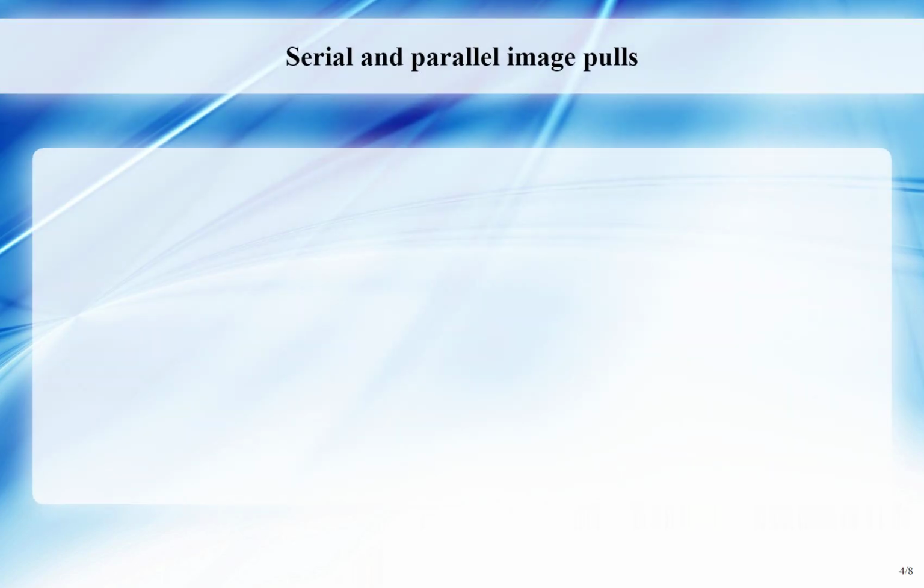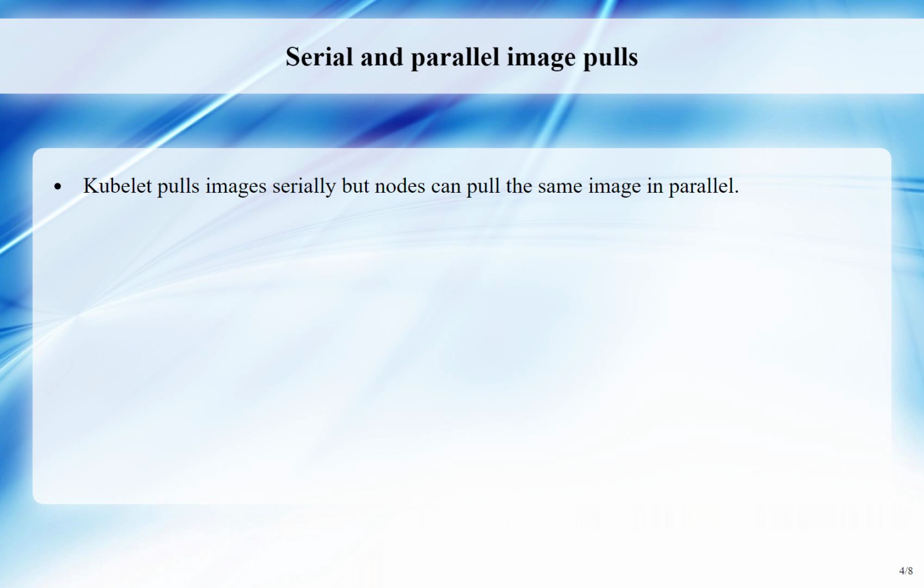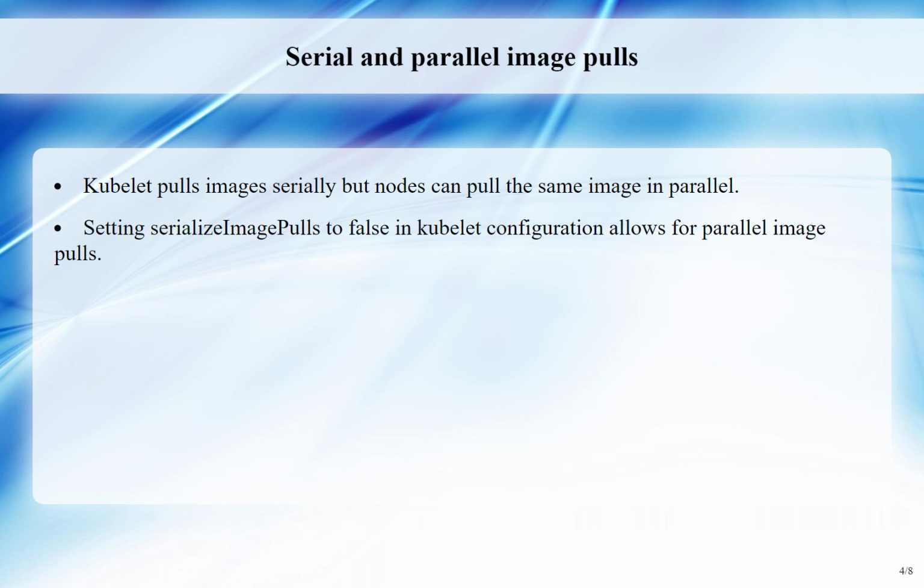Serial and parallel image pulls. By default, kubelet pulls images serially, meaning one image pull request is sent to the image service at a time. Nodes make image pull decisions in isolation, so two different nodes can pull the same image in parallel. To enable parallel image pulls, the field serializeImagePulls needs to be set to false in the kubelet configuration. This allows multiple images to be pulled at the same time.